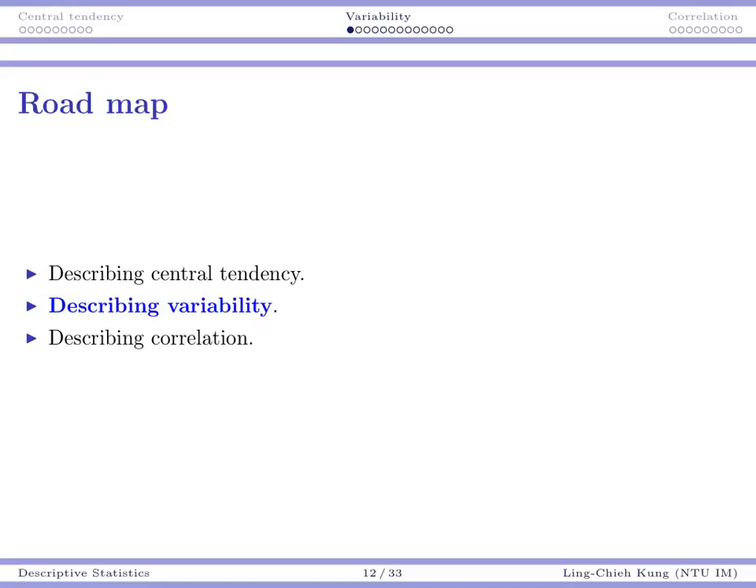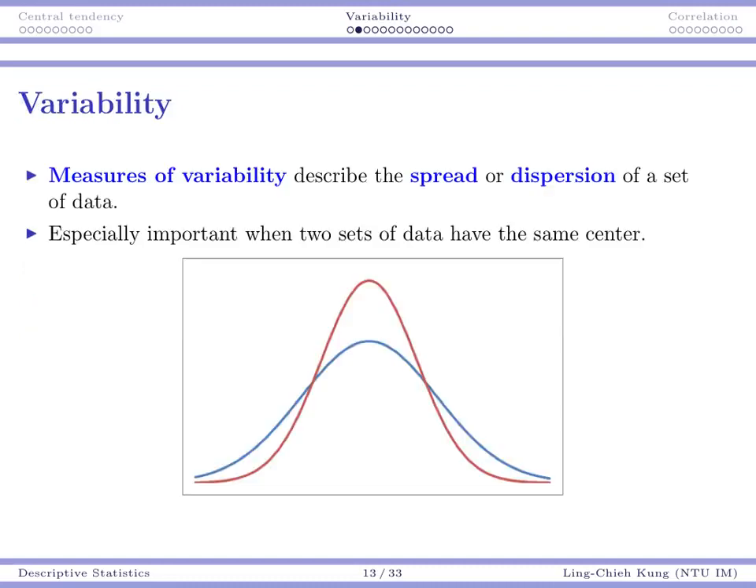Hi everyone, let's continue. So in this video, in the next two videos, we will talk about how we may use some numbers to describe variability. Okay, let's start. Measures of variability allow us to describe the spread or dispersion of a set of data. Basically, that's some measurements of how dispersed a set of data is.